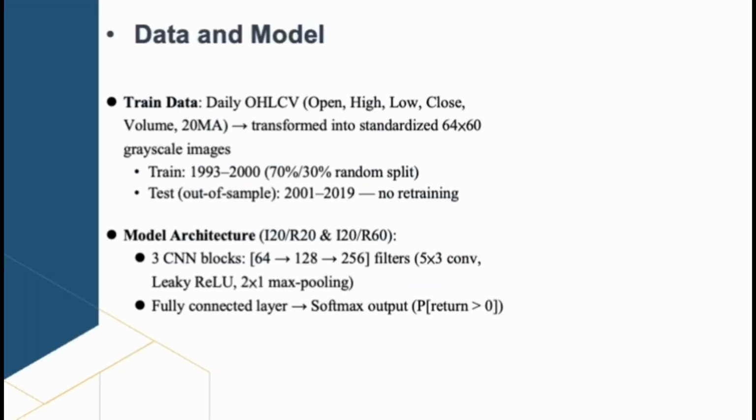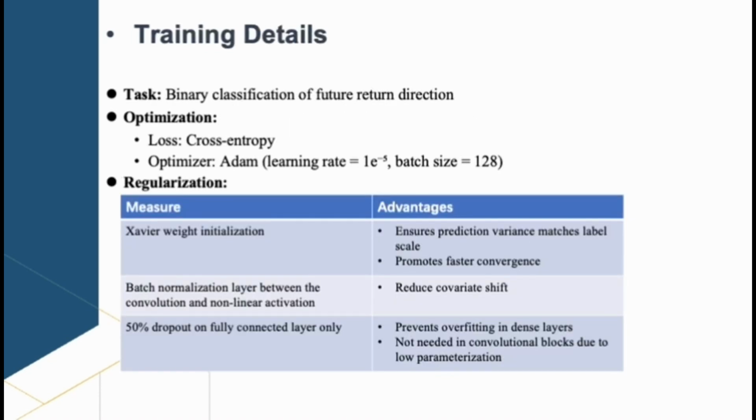We used the data preprocessed by the author, which includes price data of US stocks from 1993 to 2019, and for the model we used a 3-layer CNN with ReLU as the activation function. We also adopted all the optimization and regularization methods proposed by the author to ensure comparability, such as Xavier weight initialization and batch normalization. The respective advantages are listed below.